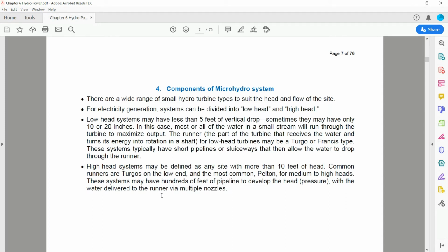A high head system may be defined as any site with more than 10 feet of head. So the water drops more than 10 feet. Common runners are Turgos on the low end, and the most common is the Pelton turbine, used for the medium to high heads. This system may have hundreds of feet of pipeline to develop the head or pressure, with water delivered to the runner via multiple nozzles.